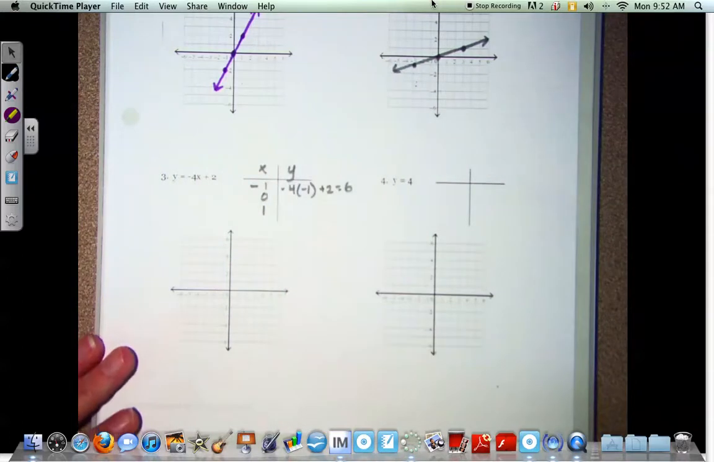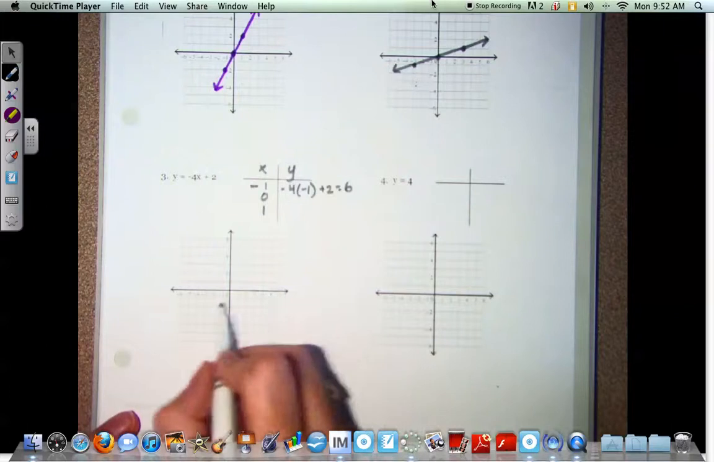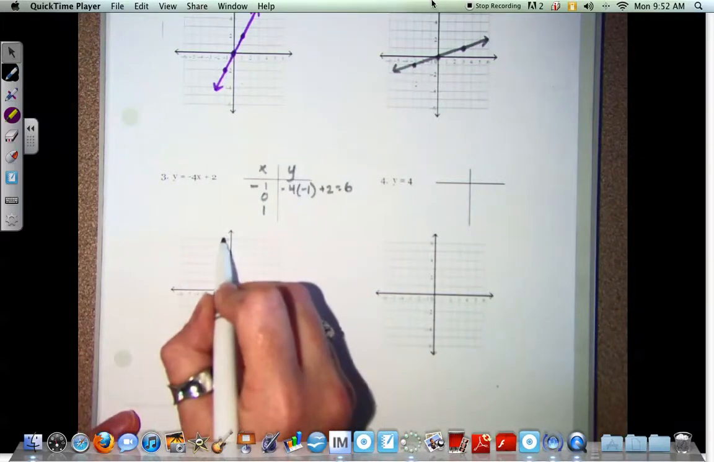Yeah, the calculations are wrong. So where's your coordinate? -1 over to the left. So we're supposed to write out the equation for 1 and 6?